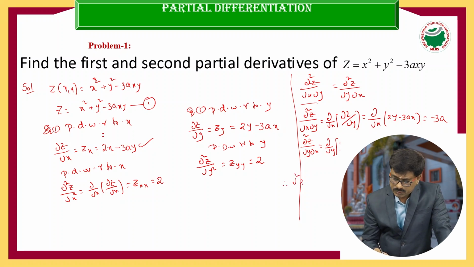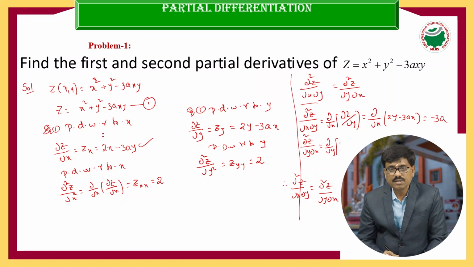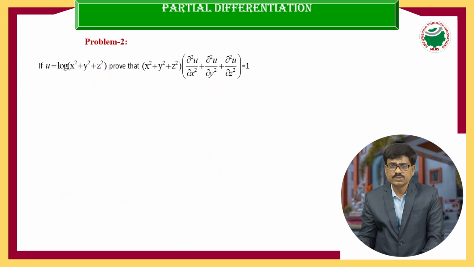We got ∂²z/∂x∂y equal to ∂²z/∂y∂x. Now, these two quantities are equal. So, this is also a mixed second order partial derivative. I hope now it is clear how we calculate the first order derivatives and second order derivatives and also mixed second order partial derivatives. Okay, we'll go with some more problems.